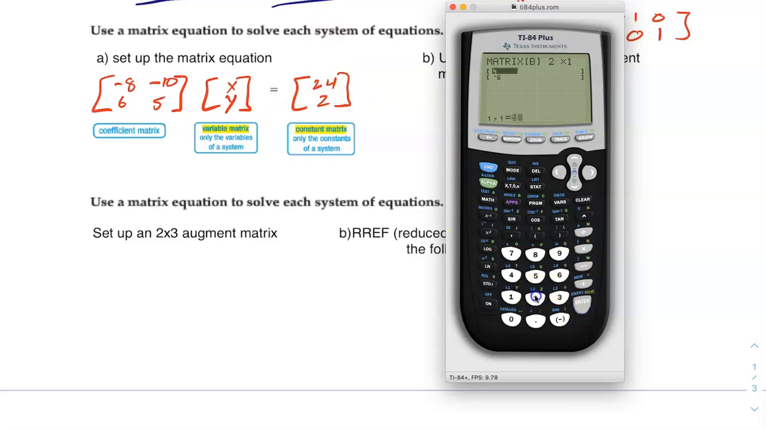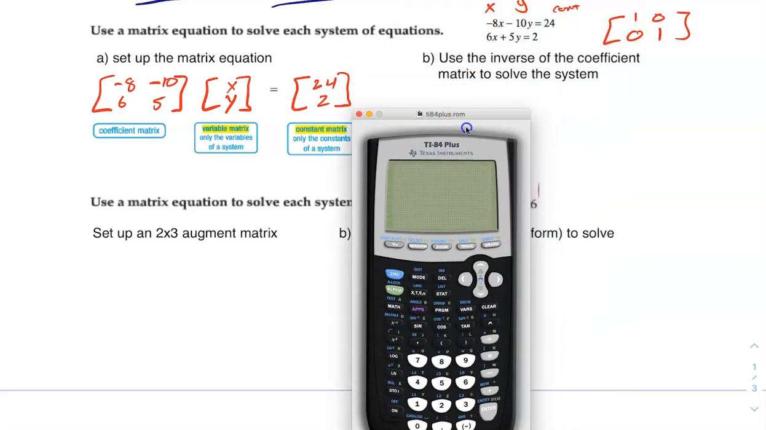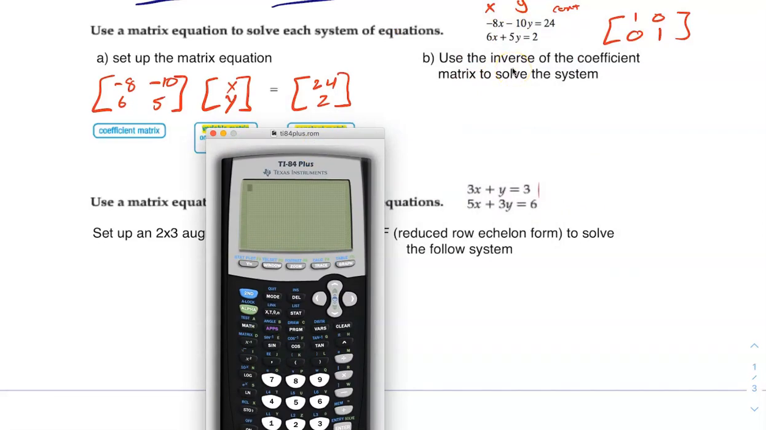We have 24. Go check your work, make sure it's right. And 2. It looks like a 2 by 1. So now my matrices are in there. What we're going to do is this. Let's say this is matrix A, X, and B. So we have this set up right now.